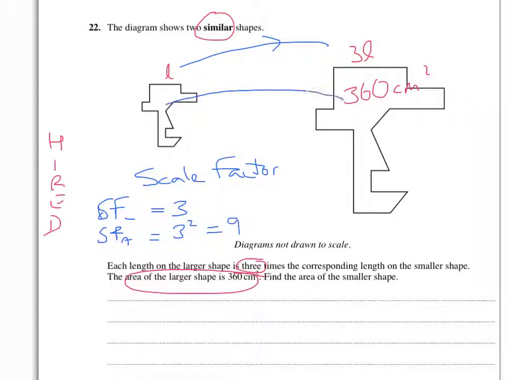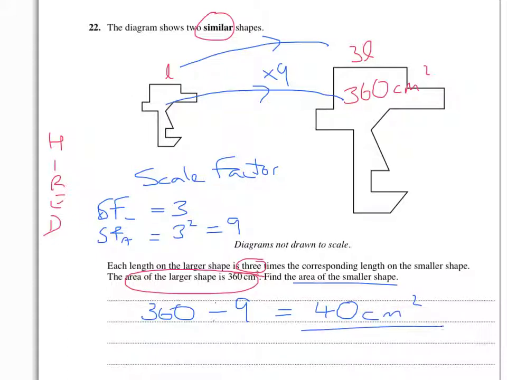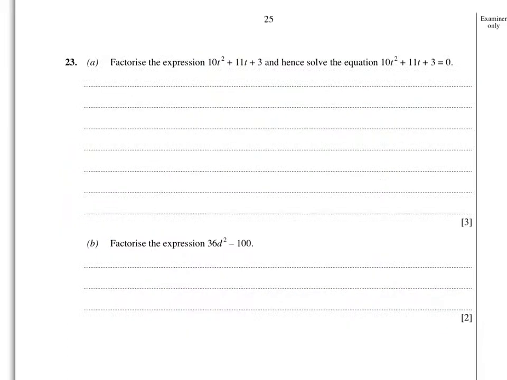So the area of the larger shape is 9 times the area of the smaller shape. Well, we want to find the area of the smaller shape. So to do that, we're going to have to take our area of the large shape, divide it by 9, non-calculator again, so that's quite nice numbers. 360 divided by 9 is 40, and let's make sure we get the units right, 40 square centimetres. Underline it to make it obvious.